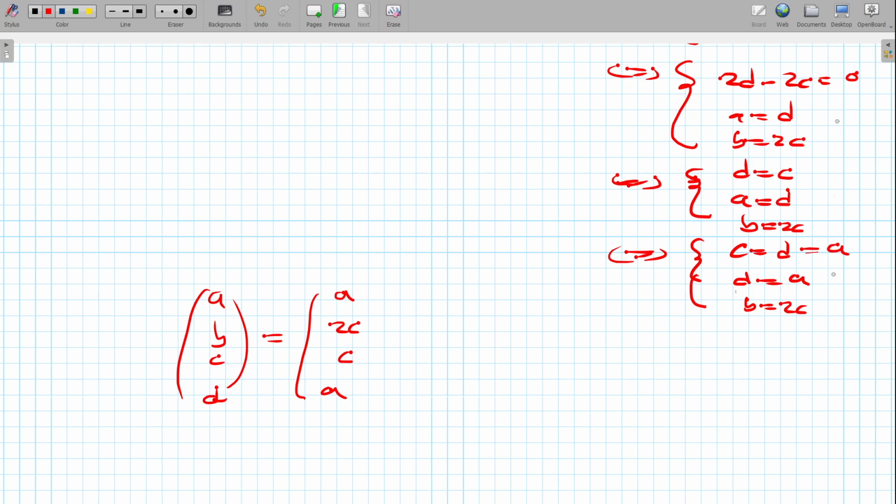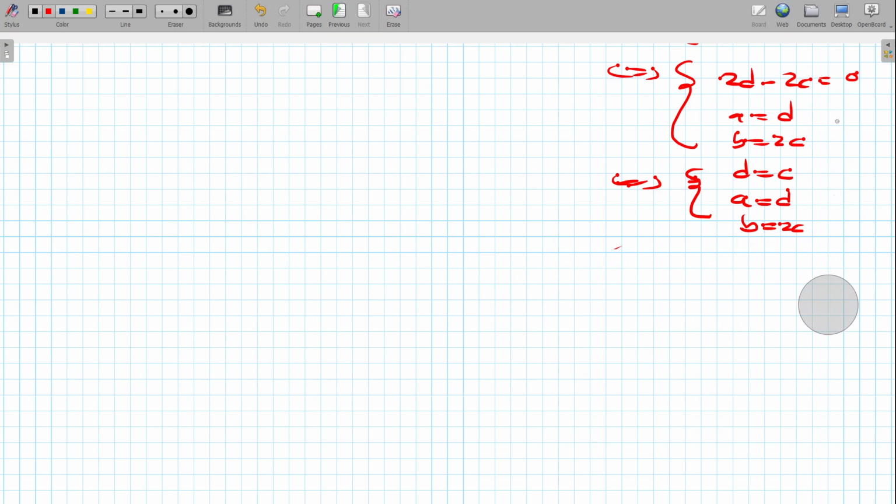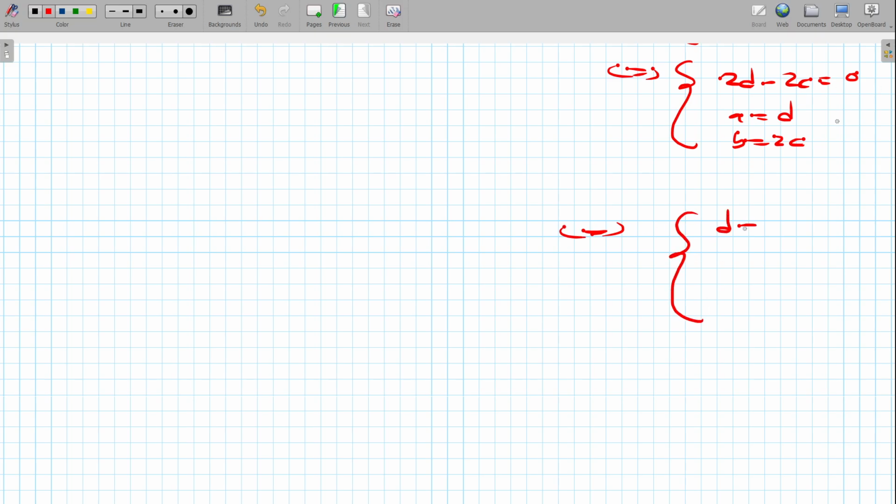Okay, so we can write it in this way. Let me just get rid of this. So this system that we have here, from the first line, you get that D is equal to C. And then you have A is equal to D. And then you have B is equal to 2C.